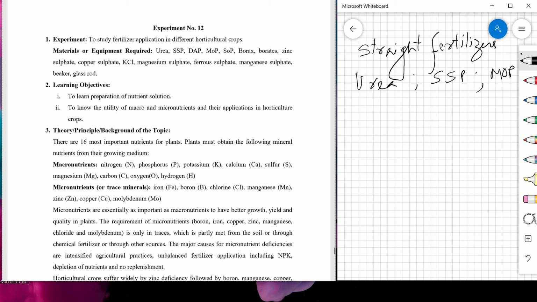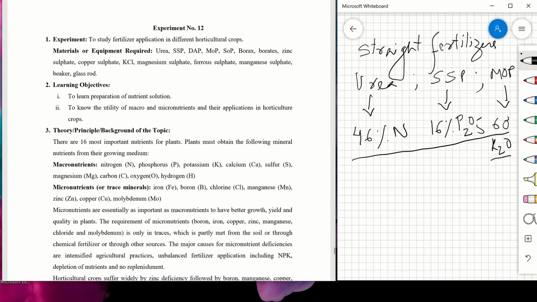So you should remember urea contains 46% nitrogen, SSP contains 16% P2O5 and MOP contains your 60% K2O. You have to remember this nutrient composition. So these are known as your straight fertilizers.